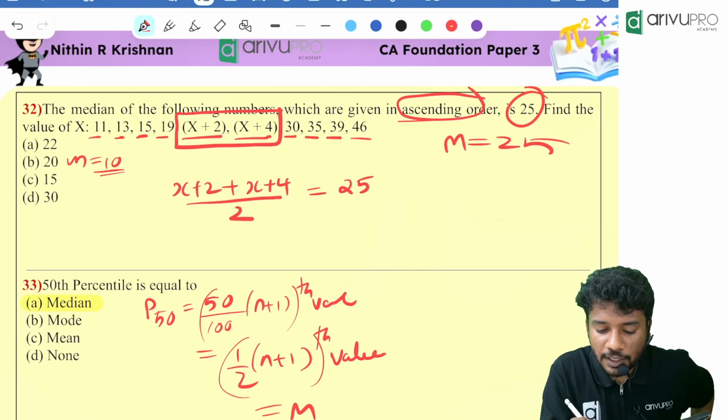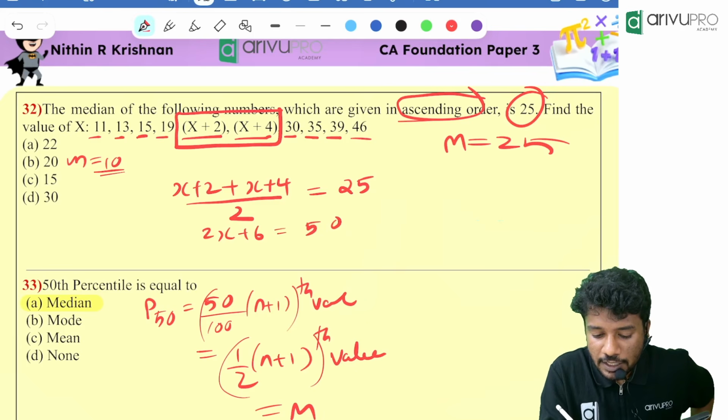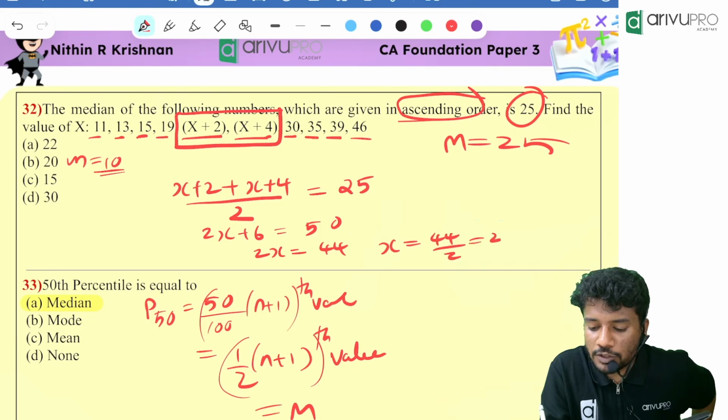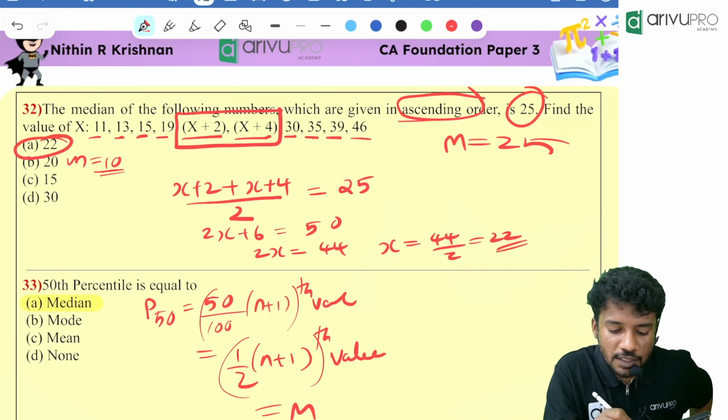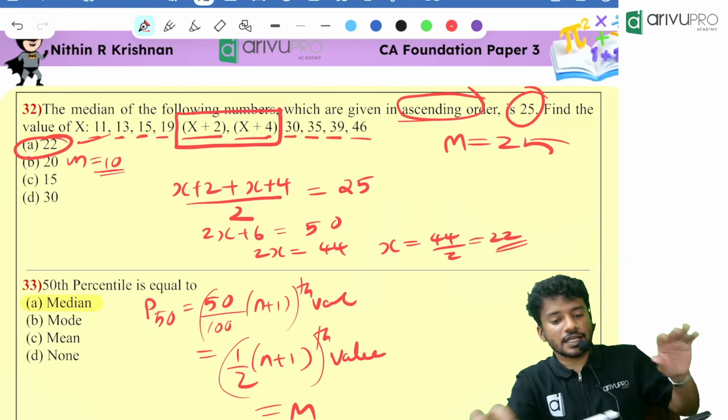2, which is equal to 25. Cross multiply. 2x plus 6 is equal to what? 50. Then from that 2x is equal to 44. X is equal to what, people? 44 by 2, which is equal to 22. Which option is the answer? Option E is the answer.